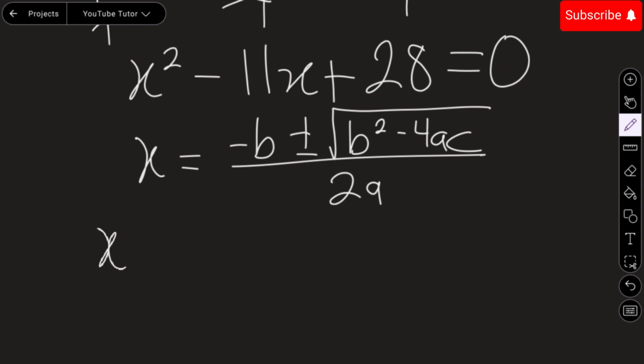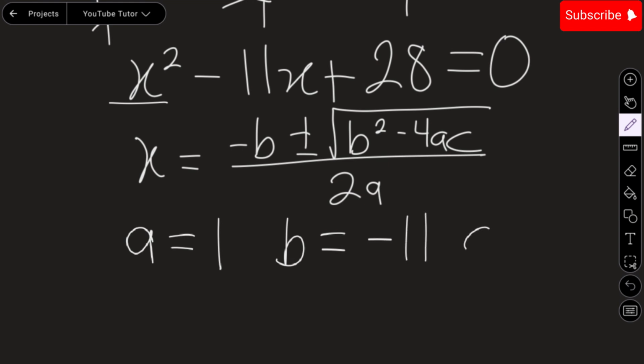Okay, so we have x. Before that, we'll write a, b and c. A here is 1. We are writing the coefficients. B is negative 11 and C is 28. That's the constant. The coefficient is just the number in front of the variable, and C is a constant, so we maintain that one.